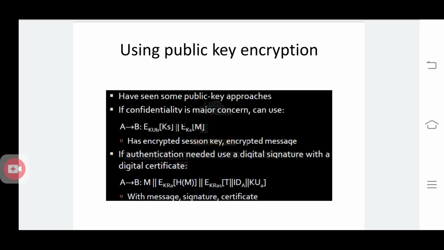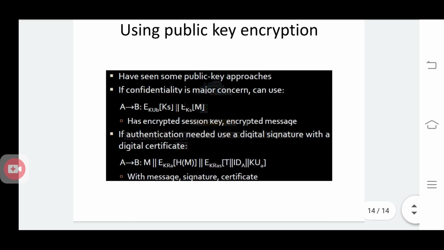So we are encrypting the timestamp, ID of A and public key of A by using the private key of the authentication server, and that will be appended with the original message and the signature. Here you can see that in the next figure there is no encryption provided for the messages. Okay, the message itself is transmitted to the receiver. So there is a chance for an opponent to hack the original message.